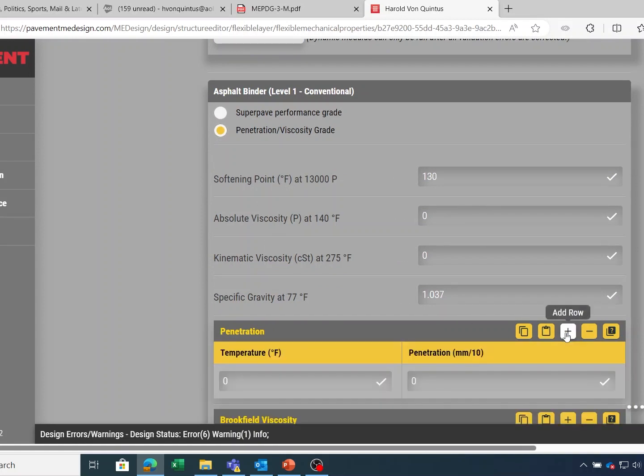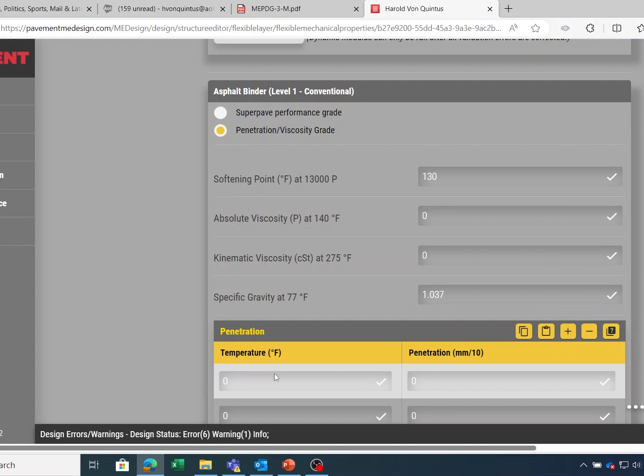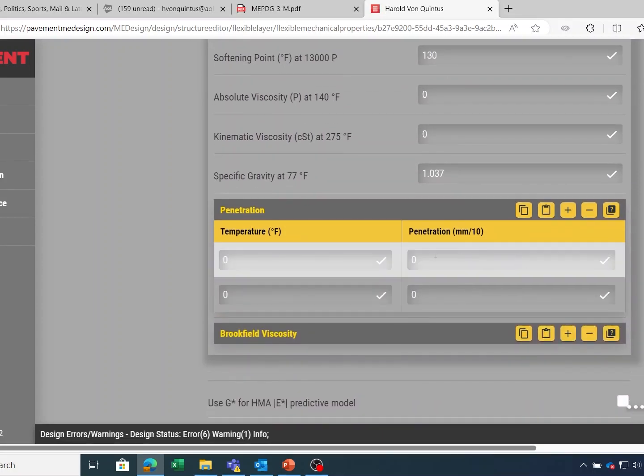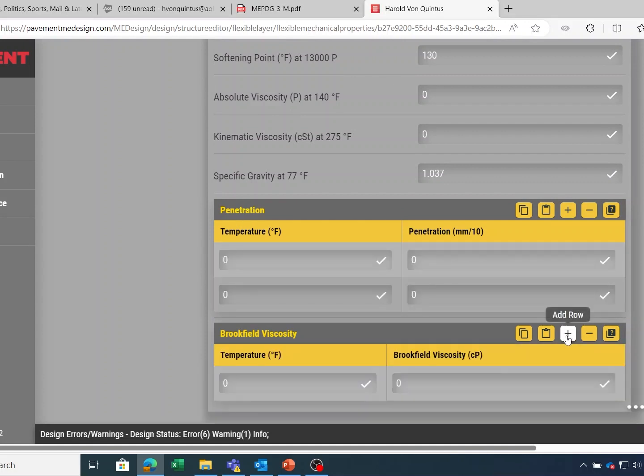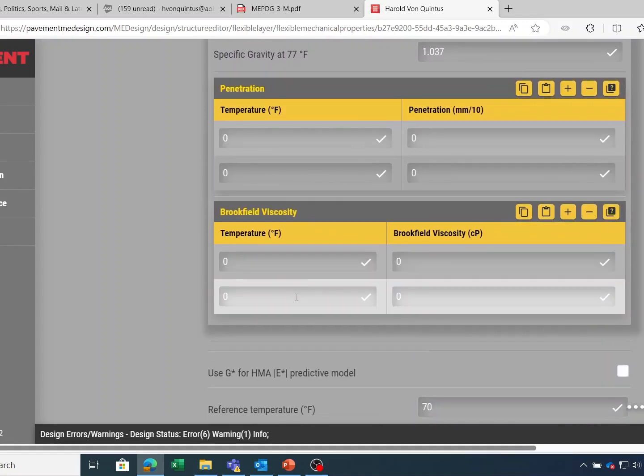And again, the penetration can be measured at one or multiple temperatures, as well as the Brookfield viscosity measured at one or multiple temperatures.